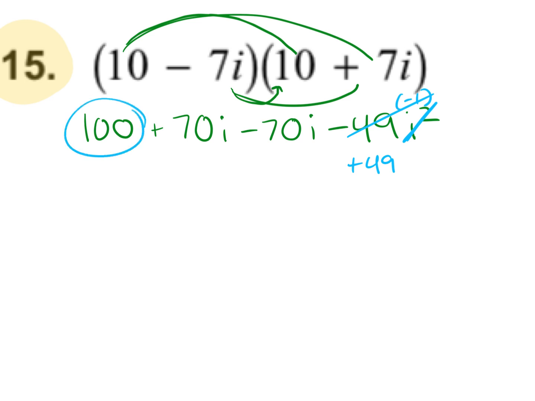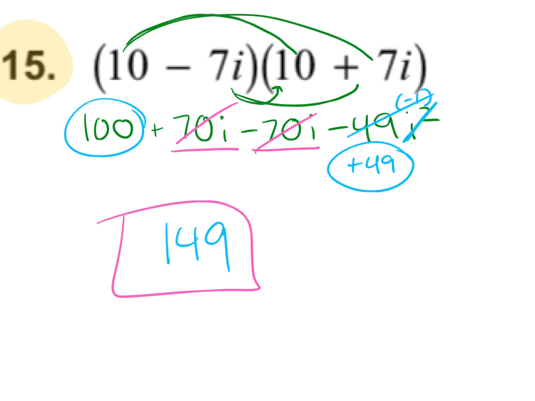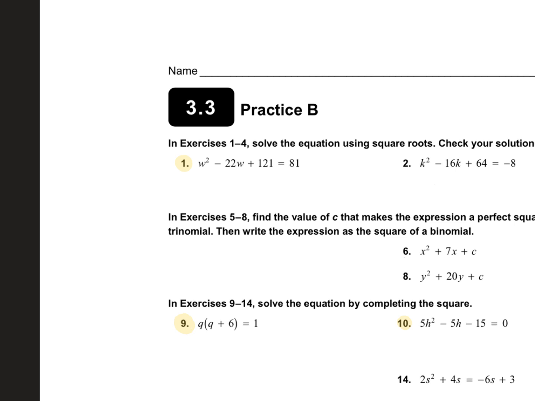What's 100 plus 49? 149. Then our imaginary parts. What's 70i minus 70i? 0. They cancel out. So our answer is just 149. So let's take a look at number 1 on 3.3.